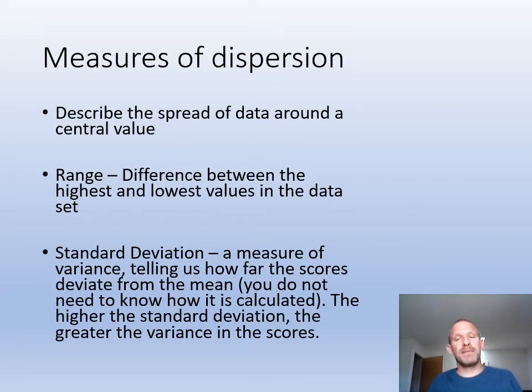So that tells you about the middle of the data set, but then you want to know a little bit about the rest of the data, the spread of the data. So there's two measures of dispersion. If you see measures of dispersion, you think range and standard deviation. Range is the difference between the highest and lowest values, very easy to calculate, we'll come to that in a bit. Standard deviation, much more complicated to calculate.